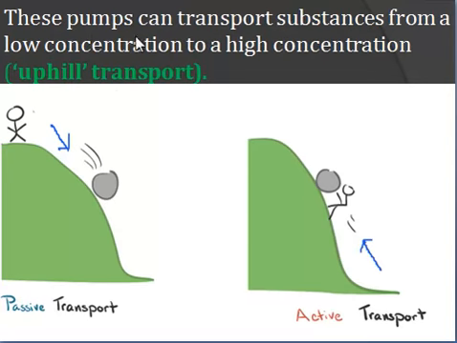They transport substances from the lower concentration to higher concentration. That is active transport. This is uphill movement, movement from the lower part to the higher part of the hill. Lower concentration to higher concentration, against the concentration gradient. It needs energy.